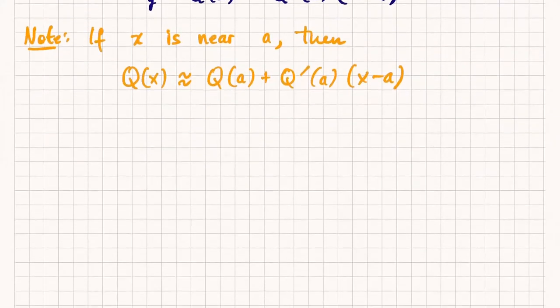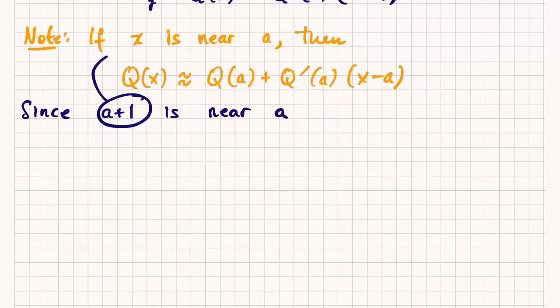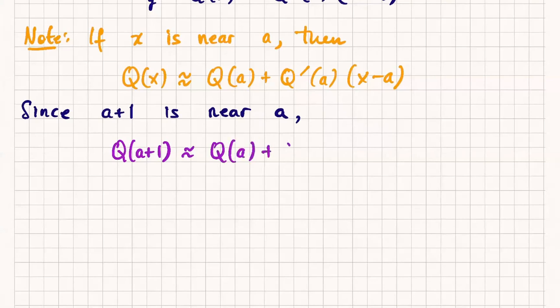So this is what I'm going to say. Since a plus 1 is near a, if x is near a, well, is a plus 1 near a? Probably, hopefully. The context of these problems is usually that a is a pretty big number, like 10 or so. You have to assume that a plus 1 and a are kind of close to each other. Since a plus 1 is near a, we get Q of a plus 1. So everywhere I see an x, I'm putting a plus 1. And here I would just get a plus 1 minus a. That cancels out. I just get 1.